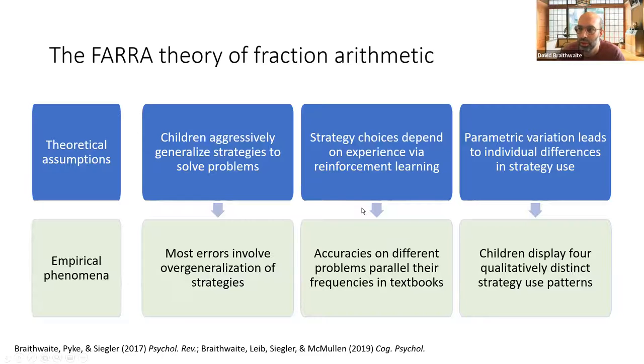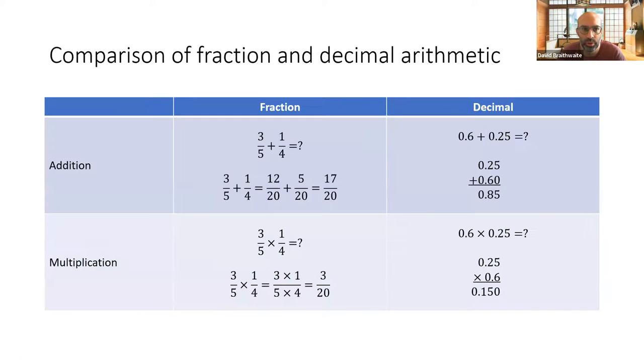So that's a very brief introduction to the FARA theory, but my goal today is to extend the theory to a different domain, namely decimal arithmetic. To do so, I thought I'd first show fraction and decimal arithmetic side by side so we can consider: are they similar enough, or do they have enough in common, that it's reasonable to expect that a single theory could explain both of them?